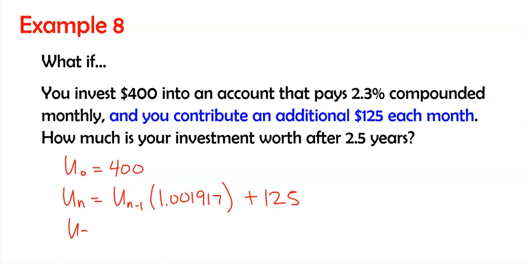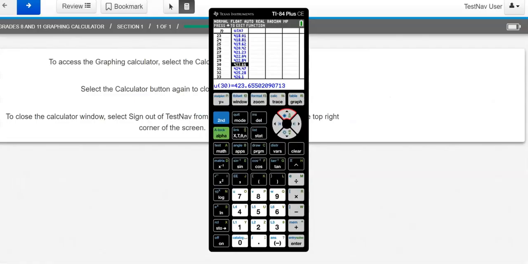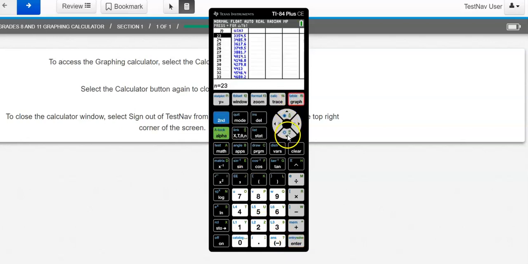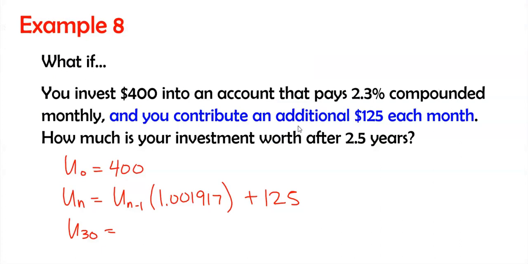Okay, so now we can find that 30th term. I'm going to go back into the graphing calculator, and it's going to be simple. We just need to go back to the y equals, scroll to the end of this, and now we need to add 125. Make sure you hit enter after you've done that, otherwise it won't save it. Hit second table. I'm going to go down to the 30th month, and there we go. That looks a lot better. $4,279.78. So it definitely pays to add more money to your account if you're able to.